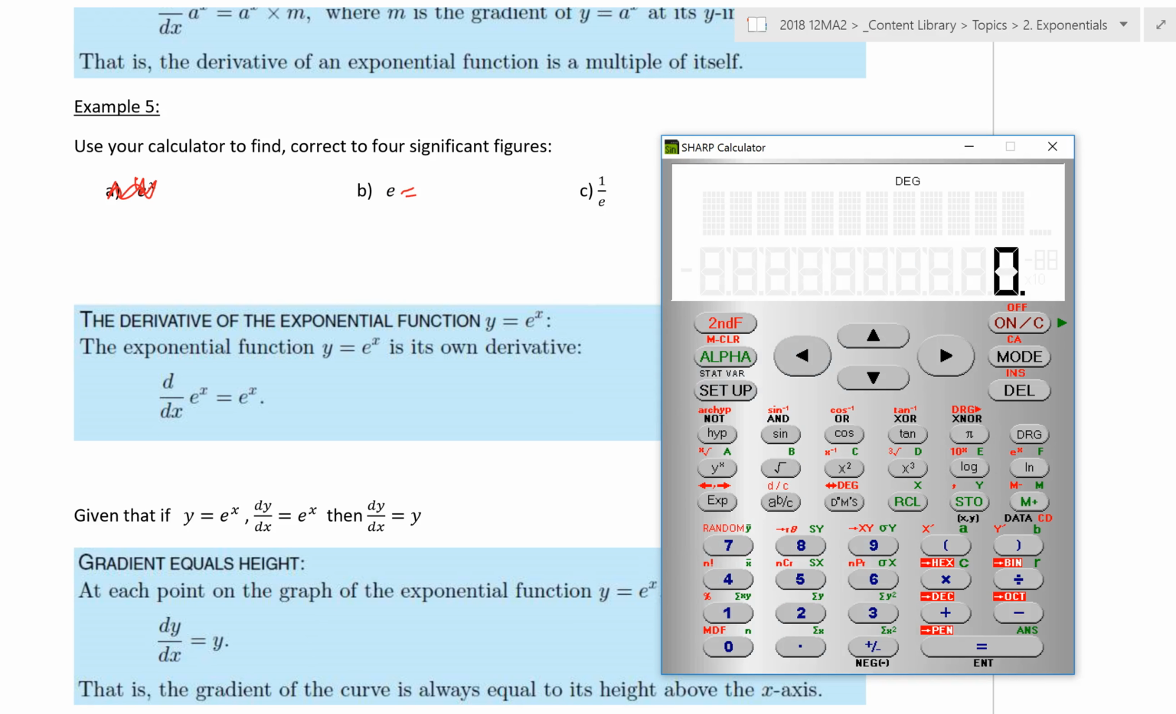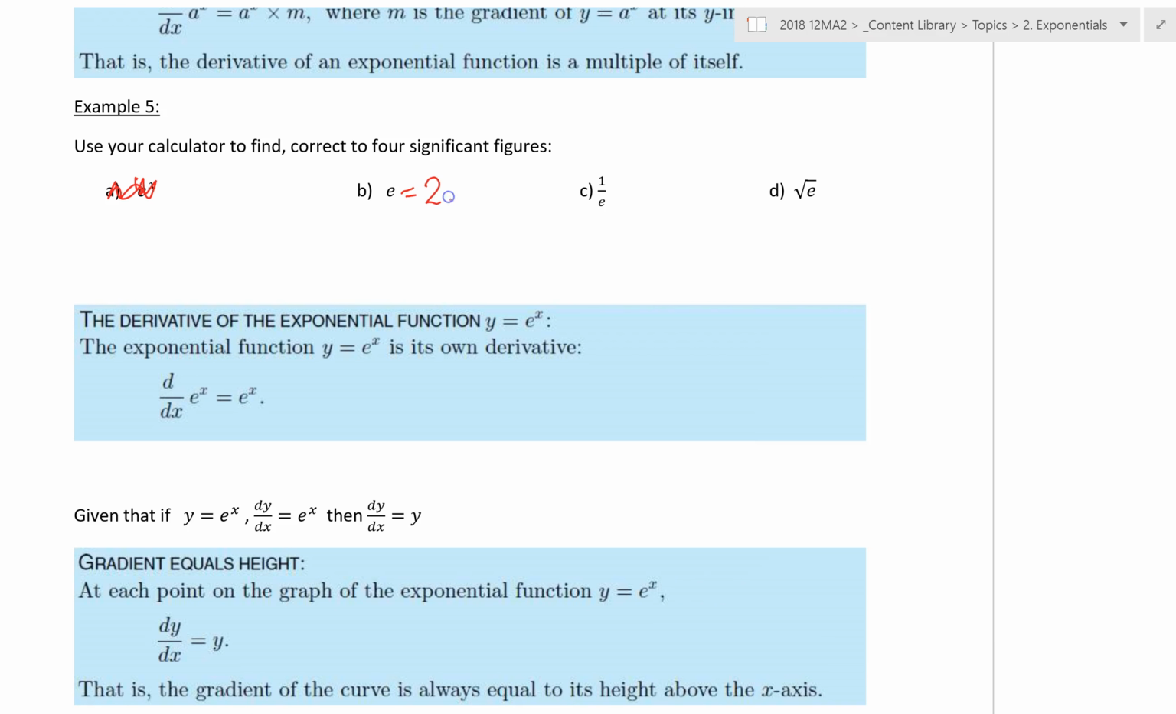Maybe you remember, but I don't, so I pull out my calculator. This is a fair bit like the Sharps that most of you are using. You can see e to the x here, so second function, e to the x, to the power of 1. That's going to do it for me. 2.718 to 4 significant figures. All good?